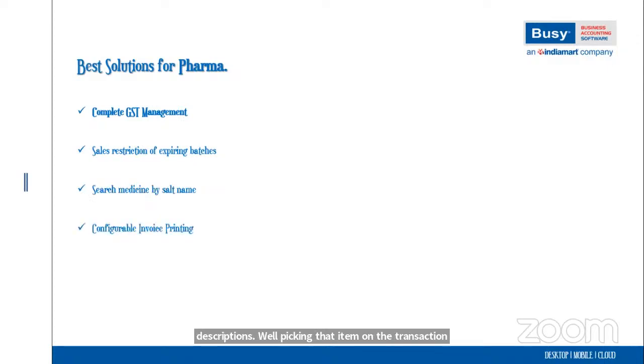Configurable invoice printing. Mostly we find that in the pharma industry, they need their own format. They need a format that can be configured in half page, or in slip format also, or a fully configurable format with the company's logo or whatever else you want to print in your invoice format. That can easily be done through Busy software. So we are giving those tools to configure your invoice format in Busy.